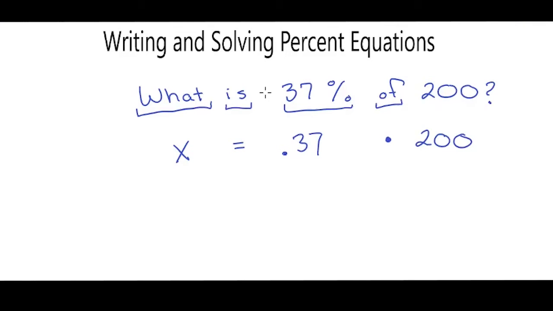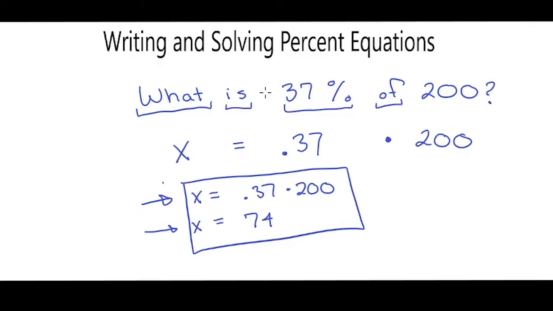All right, so here we have x equals 0.37 times 200. So 0.37 times 200 is 74. So we're told to write and solve a percentage equation. So our percentage equation is x equals 0.37 times 200, and the solution is 74. So here is our complete answer.